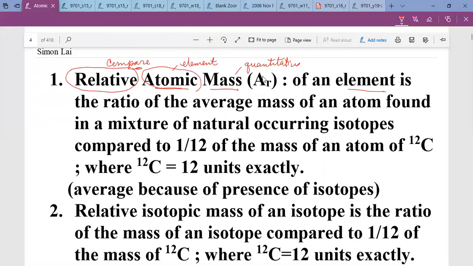It's the ratio, comparison. Normally, for Asians, it's easier to use this Ar. Ar means relative atomic mass. Okay, this is the short form. It's relative atomic mass.